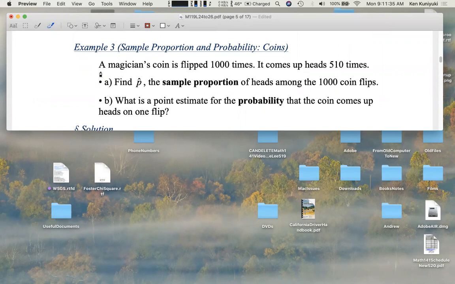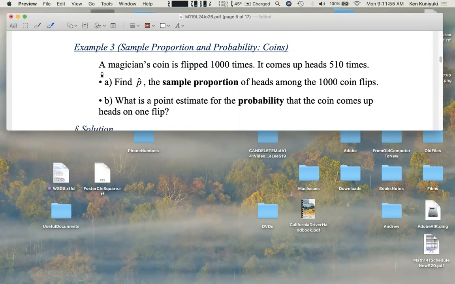So let's say you're given a magician's coin and you don't know if it's fair or not. So how would you estimate the probability that this coin comes up heads? Let's say heads is your favorite side. It represents a coin being a success. It comes up heads. You like faces.